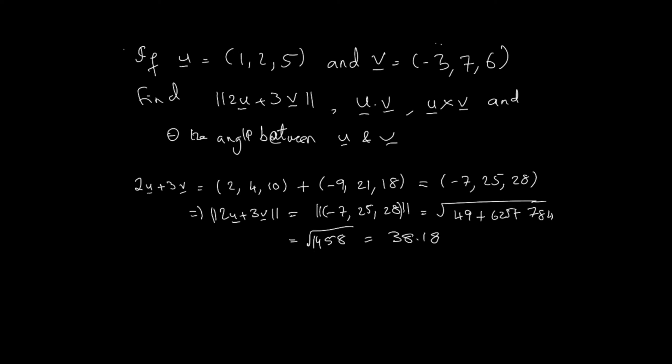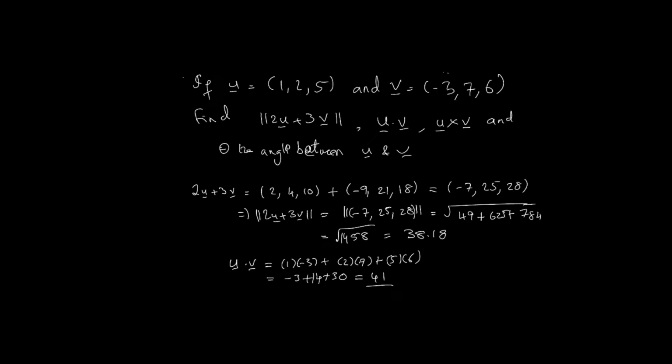Now the next one we have is u dot v. So let's have a look at that. U dot v is a dot product of these two vectors. So that means it's going to be 1 times minus 3 plus 2 times 7 plus 5 times 6. Okay, so it's going to be minus 3 plus 2 sevens is 14, plus 5 sixes is 30. So it's equal to 44 minus 3 is 41. That's the answer to that one.